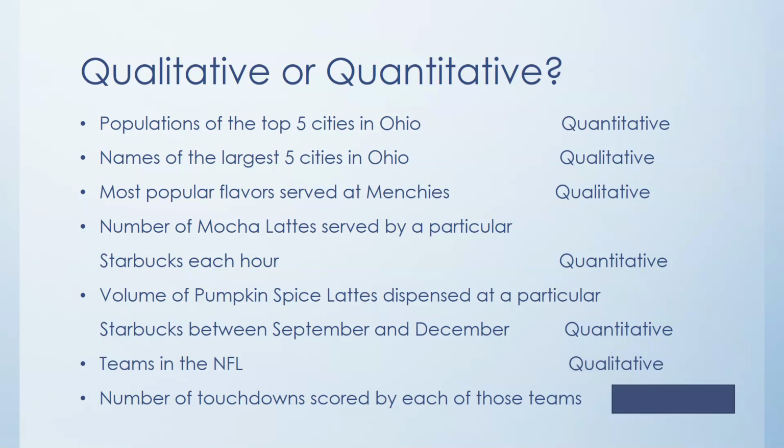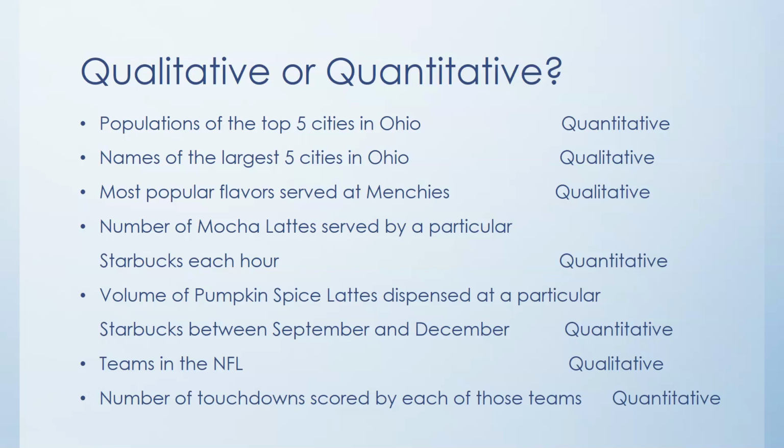That is qualitative data. Number of touchdowns scored by each of those teams, that is quantitative data. That is numerical data. Okay? Anything that's a label or a quality or an attribute that something has, that's all qualitative categorical data. I think that you guys have a pretty good sense of quantitative data. Here are some more examples of qualitative categorical data.